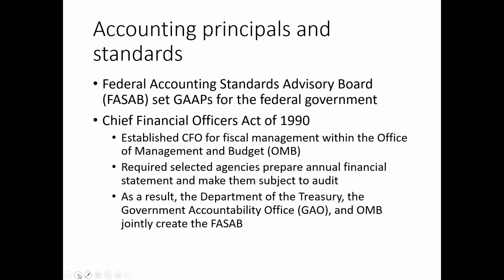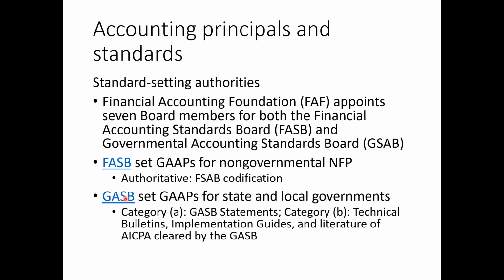Then for the federal government, we have the standard setter, the Federal Accounting Standards Advisory Board, or FASAB. FASAB sets GAAP for the federal government. FASAB is the youngest of the 3. FASB and the GASB were born from the same parent, the Financial Accounting Foundation: FASB in 1973, GASB in 1984.